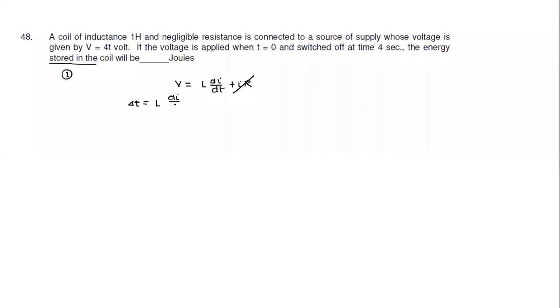di by dt. And what I need to find here to calculate energy stored is the value of I, which is fairly simple. So 4T into dt is equal to L di. And we integrate with appropriate limits here. This is from 0 to 4 seconds, so the time is 0 to 4, and the corresponding value of current, 0 to I. Okay, so I can find the value of current and hence I can find the energy stored.